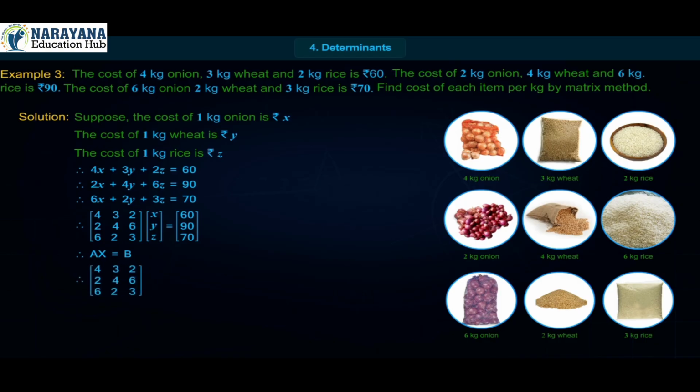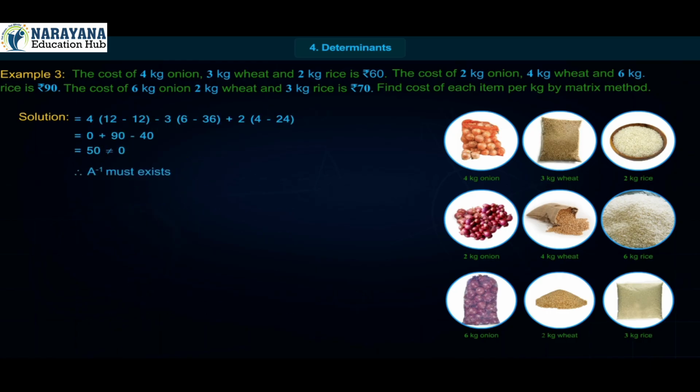Therefore, determinant of A is equal to 4 into (12 minus 12) minus 3 into (6 minus 36) plus 2 into (4 minus 24), which is equal to 0 plus 90 minus 40, which is equal to 50, not equal to 0. Therefore, A inverse must exist.